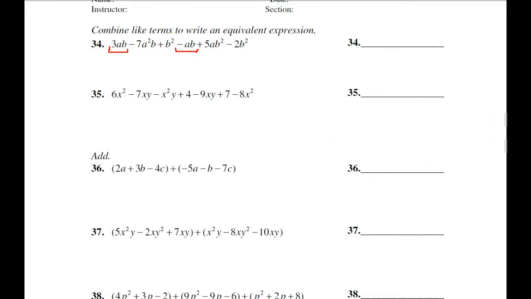Then if you had the ability to do different colors, here we have an a squared b, and here we have an a squared b.